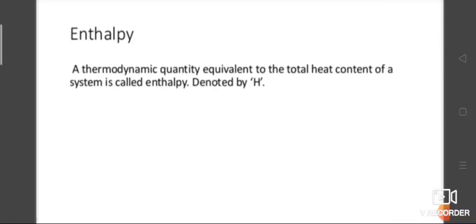So absolute enthalpy of a system cannot be determined. H is a state function.